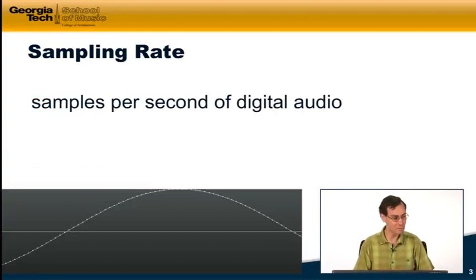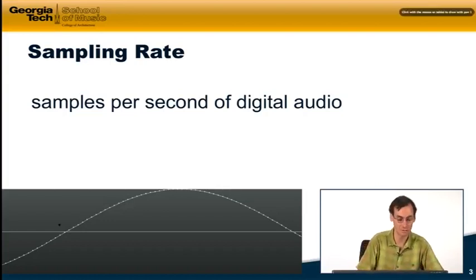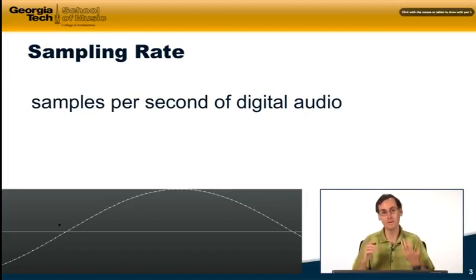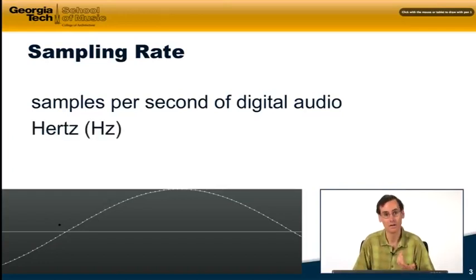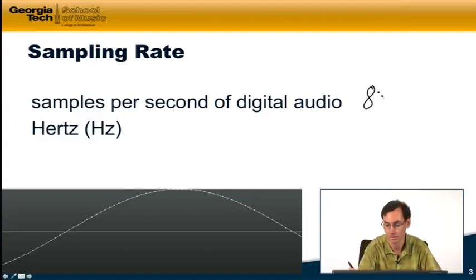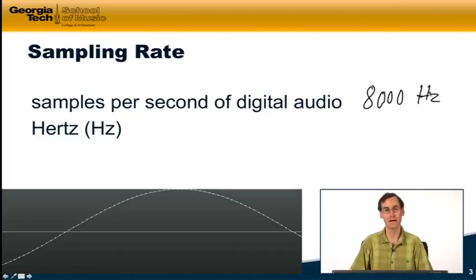So sampling rate is very simply put, the number of samples per second of digital audio. If you recall, we have this very zoomed-in sine wave here. Each of these dots is a sample. It's simply asking, how many of these dots are we capturing every second? Because this is a samples per second metric, we use hertz to represent it, the same thing we would use to represent frequency. For instance, if our sampling rate is 8,000 hertz, that would simply mean that we're capturing 8,000 of these samples every second. That's how we talk about sampling rate.